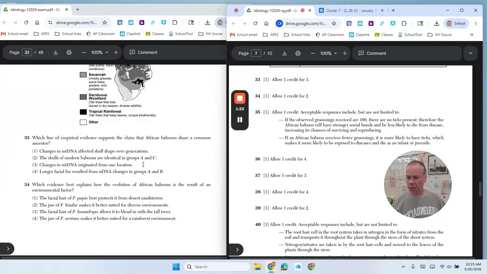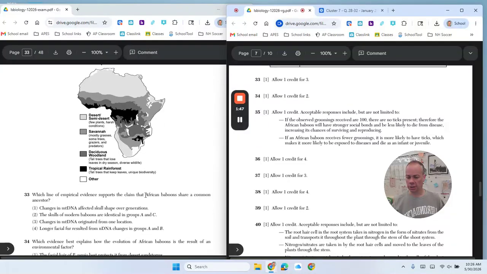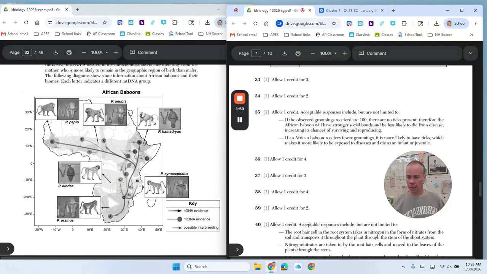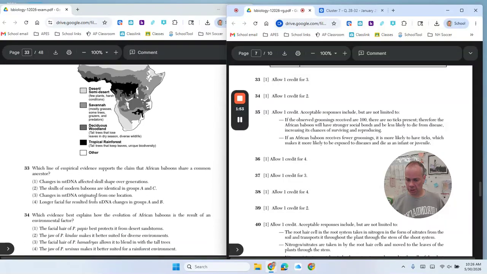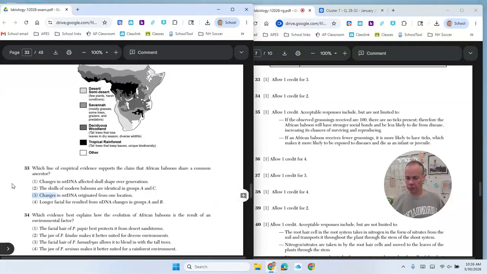Number 3, changes in the DNA originate in one location. Okay, that makes sense. If they originate in one location and we trace those DNA changes, that might be information that they all evolved from a common ancestor in that one location. Or 4, longer facial fur resulted from DNA changes in groups A and B. This is only focused on certain baboons, groups A and B, so that doesn't give us the information about the common ancestry of these African baboons, all of them. So the answer here is 3. Give yourself a point if you got it correct.